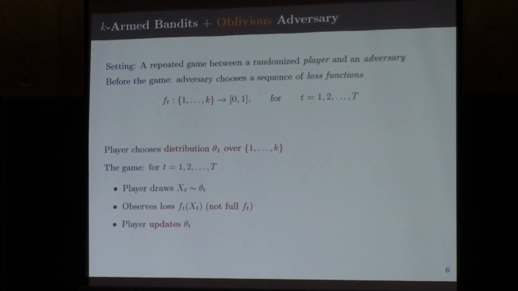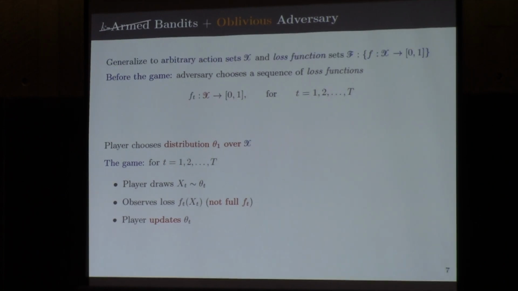Okay, so formally, this is the setup. So I'm looking at the K-armed bandit problem. It's a repeated game between a randomized player and an adversary. Before the game begins, the adversary chooses a sequence of loss functions, f_t, which are maps from the set 1 through K to [0, 1]. And during the game, the player initializes some distribution over these arms. At each round, it draws according to this distribution, observes the loss f_t(x_t), not the full loss, and updates the distribution. And much of the magic happens here, the learning happens here in this update. Okay? So this is a standard setup for K-armed bandits against an oblivious adversary.